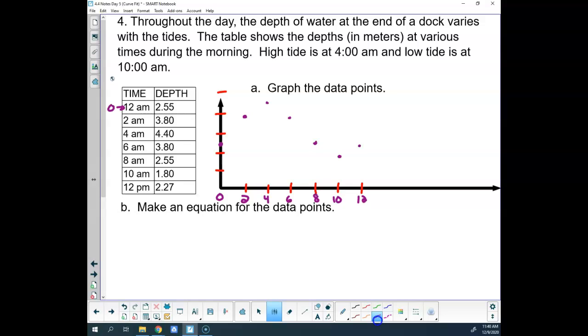First thing you got to ask yourself is, sine or cosine? Looks like sine to me, right? Okay. Let's go sine. Okay. Then you need to find the middle.